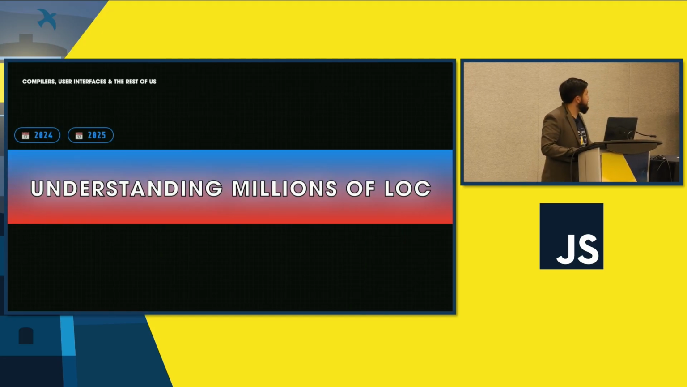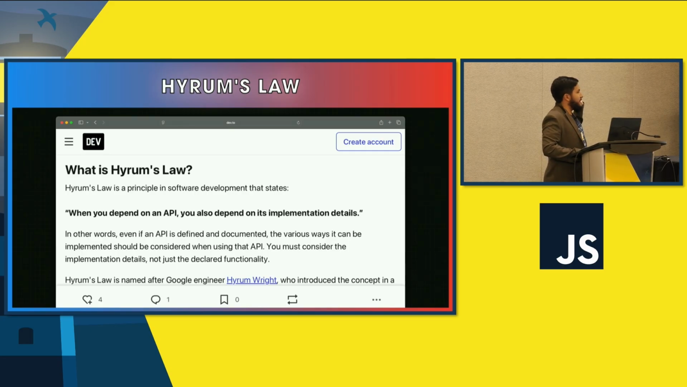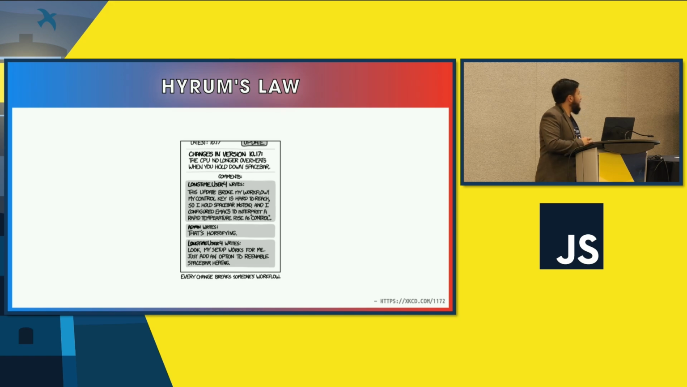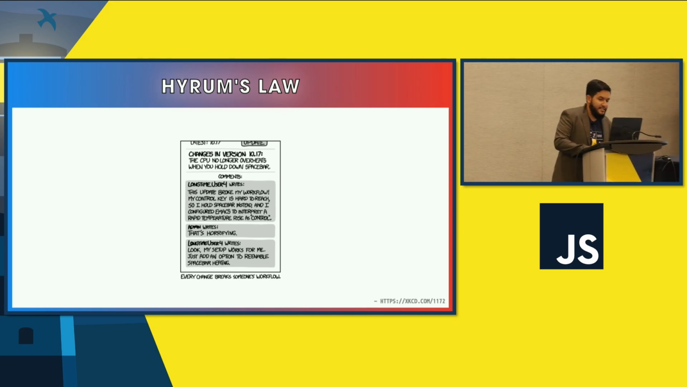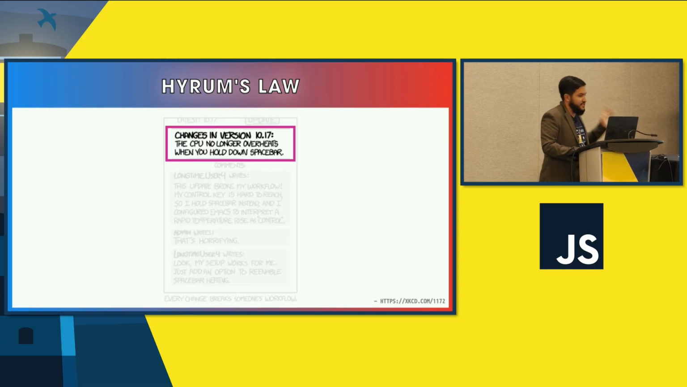Another example was when we needed to understand millions of lines of code. So have you ever heard about this thing called Hyrum's Law? Yeah. So basically, it's named after a Google engineer called Hyrum Wright, and it basically says, when you depend on an API, you also depend on its implementation details. And I think the best way to explain this is with an XKCD piece. It's very funny because it starts with a bunch of release notes.